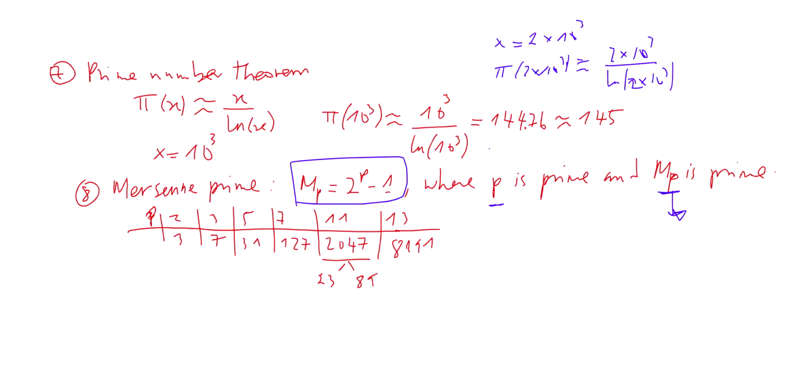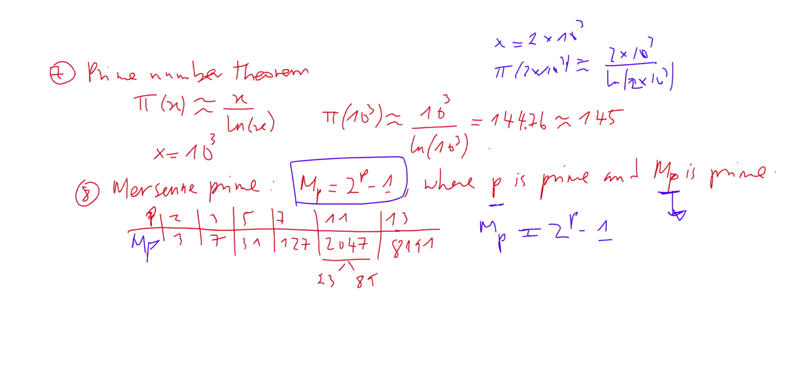Here you see that if we take, for instance, all the prime numbers 2, 3, 5, 7, 11, 13, and use the same formula, MP is equal to 2 to the power p minus 1. If we take p to be 2, we'll get 3. And 3 is also a prime number, so we say that 3 is a Mersenne prime. If we take p equal to 3, we'll get 7. And 7 is also a prime number, so it is a Mersenne prime. It follows the formula 2 to the power p minus 1.